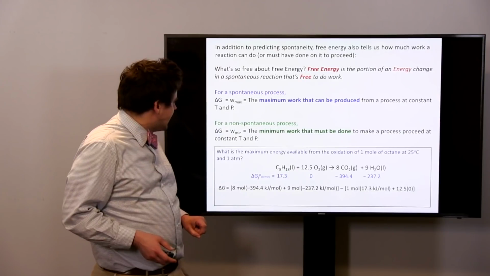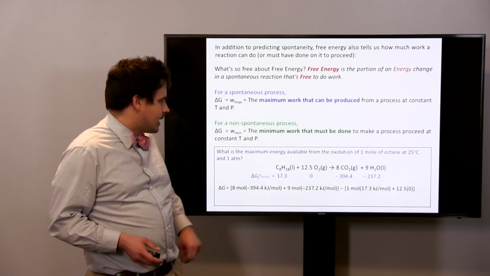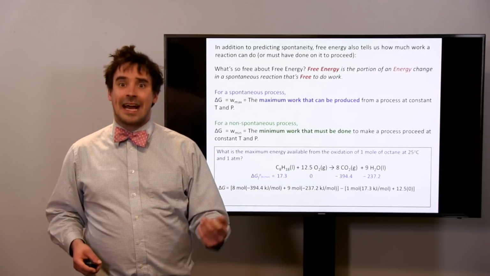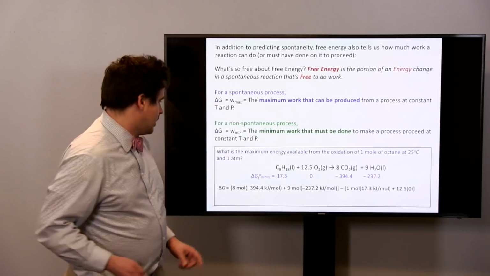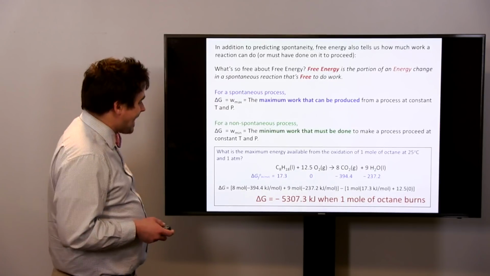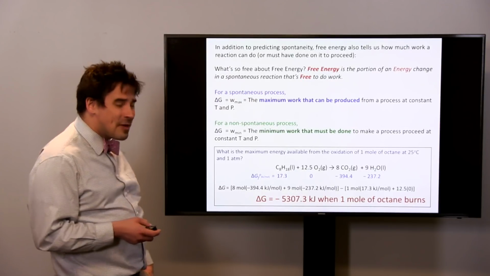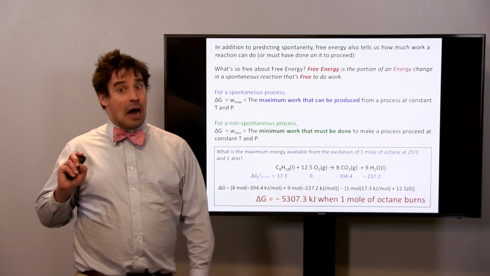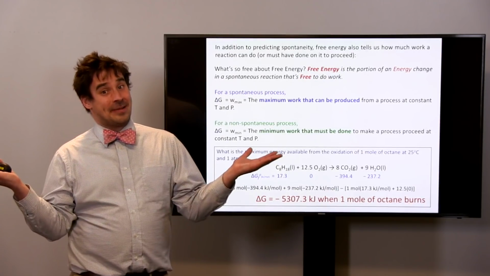Well, octane is 17.3 kilojoules per mole, and oxygen, being in its standard state, O2 is a gas, is just going to be 0. Plugging those in, we'll end up getting negative 5,307.3 kilojoules per mole of octane. Yowzas! That's a lot of energy.